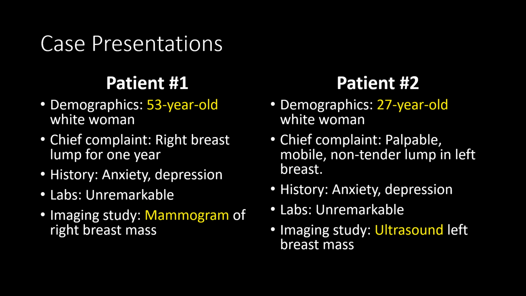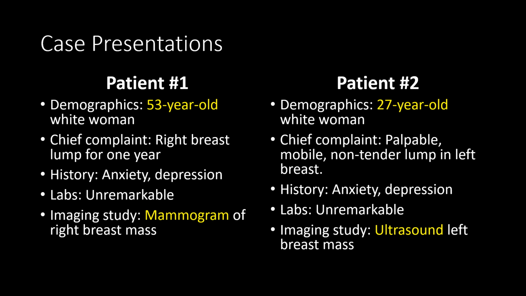So patient number one is a 53-year-old white woman. She has had a right breast mass for 1 year, and she has a history of anxiety, depression. Her labs are unremarkable, and she has ended up getting an imaging study done, which is going to be a mammogram of her right breast.